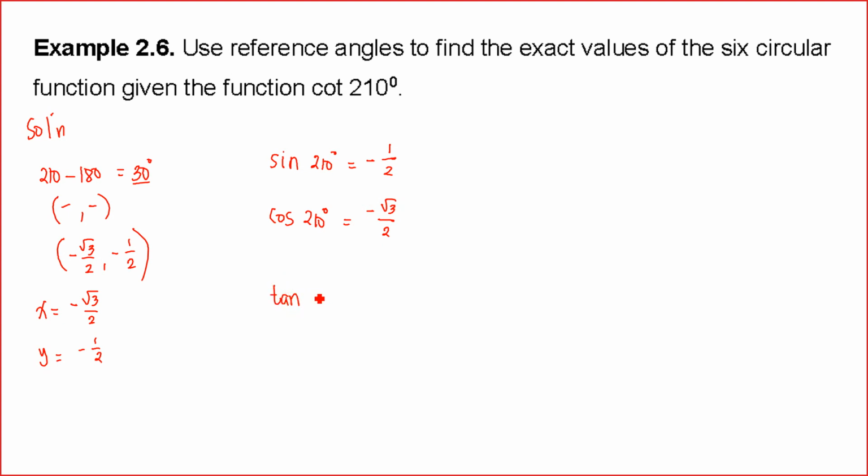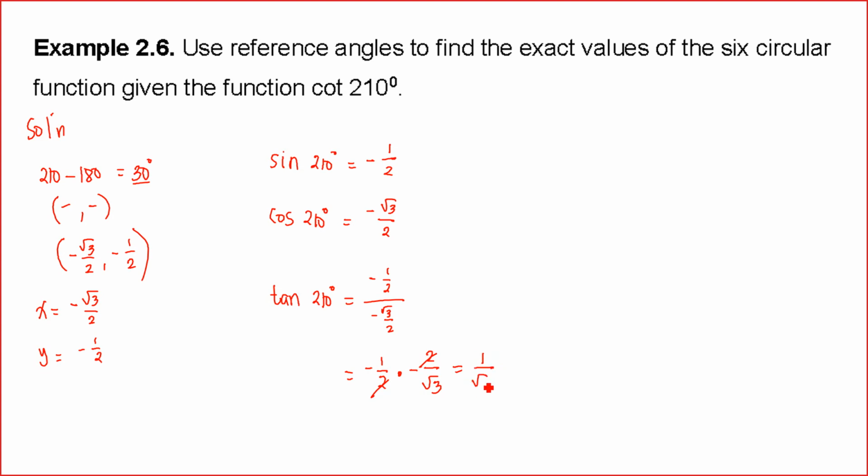210 degrees, that's equal to y over x. So you have negative 1/2 over negative square root of 3 over 2. So we can express that one like this. Okay, the reciprocal of the denominator. So you have negative 2 over square root of 3. So divide out. And since they are both negative, okay, so you have 1 over square root of 3.